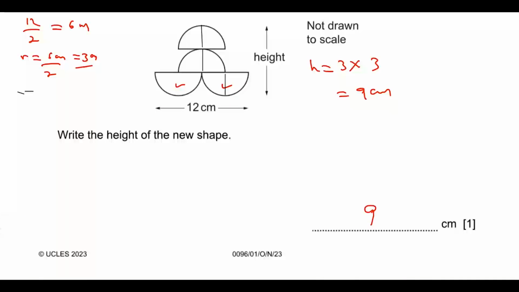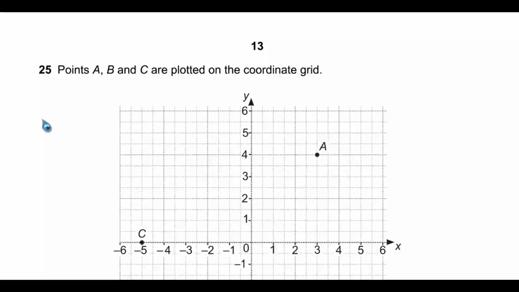So let's go to the next question. That will be question 25. Points A, B, and C are plotted on the coordinate grid.